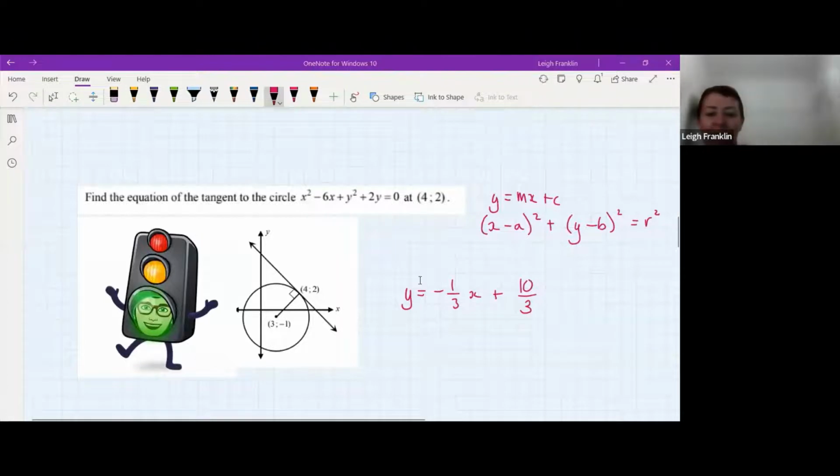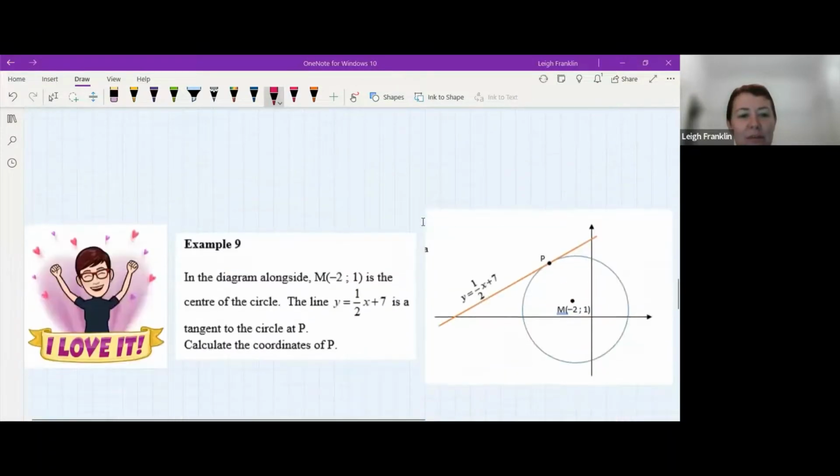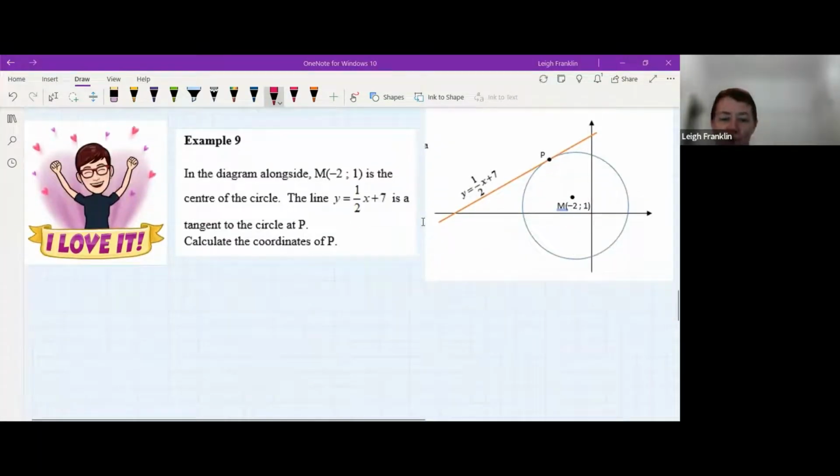Okay, nice. In that case, let's move on if there's no questions. I'm glad that it was easy. Okay, let's do another one. So now in the diagram alongside, we have M, the center of the circle, and the straight line through P, which is a tangent to the circle. It has the equation y equals half x plus 7, all right? We need to calculate the coordinates of P.